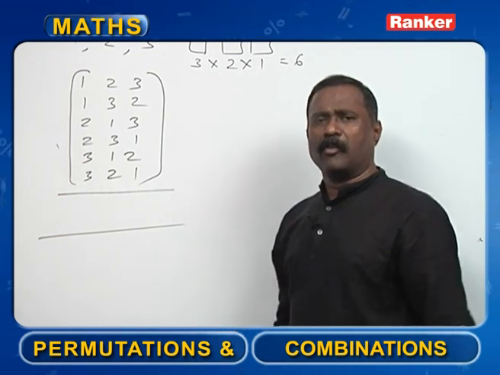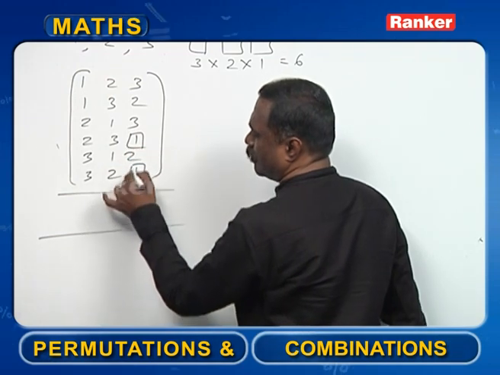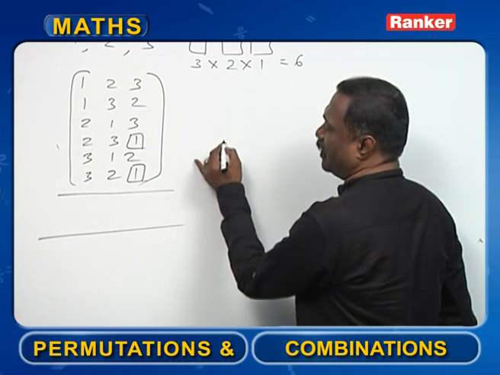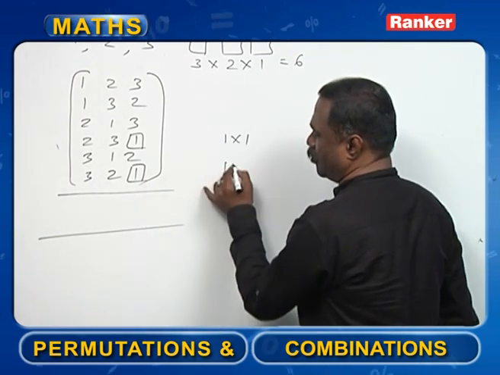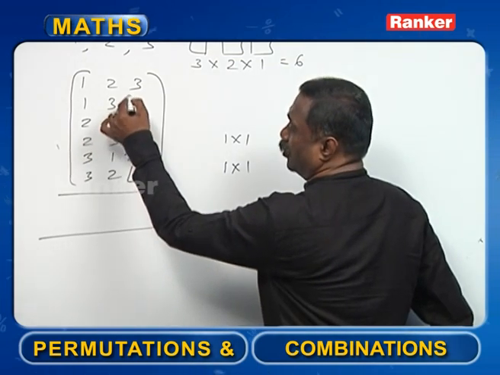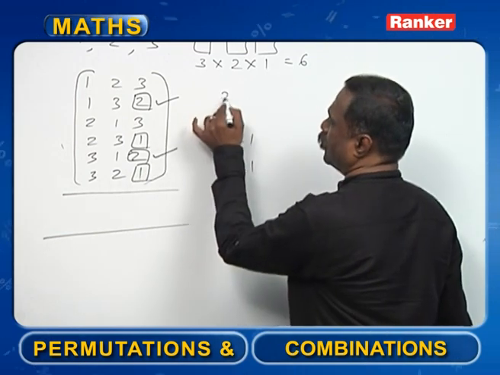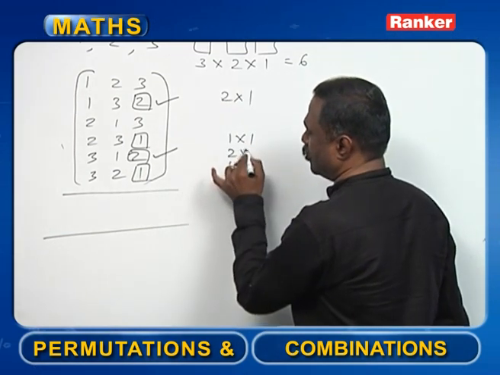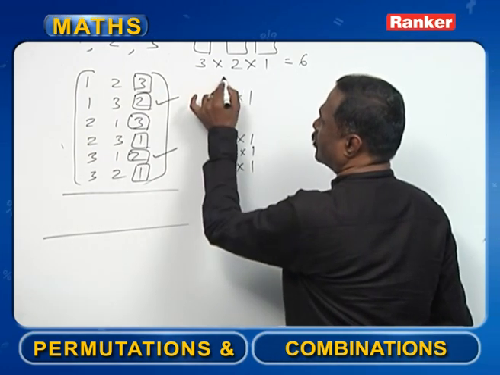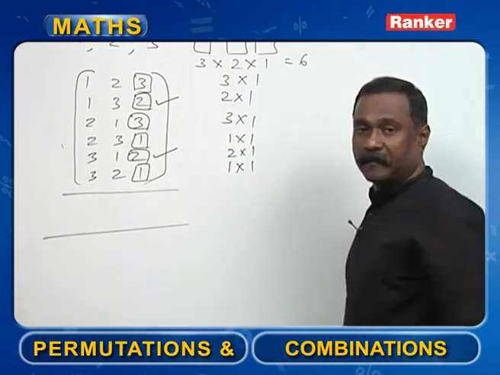So from this one, what I want to make you understand, in this case, 1 is in 1's place. The sum contributed by 1 is 1 into 1. In this also 1 into 1. And the sum contributed by 2 in this case is 2 into 1. In this case also 2 into 1. The sum contributed by 3 in this case is nothing but 3 into 1. And in this case also it is 3 into 1.